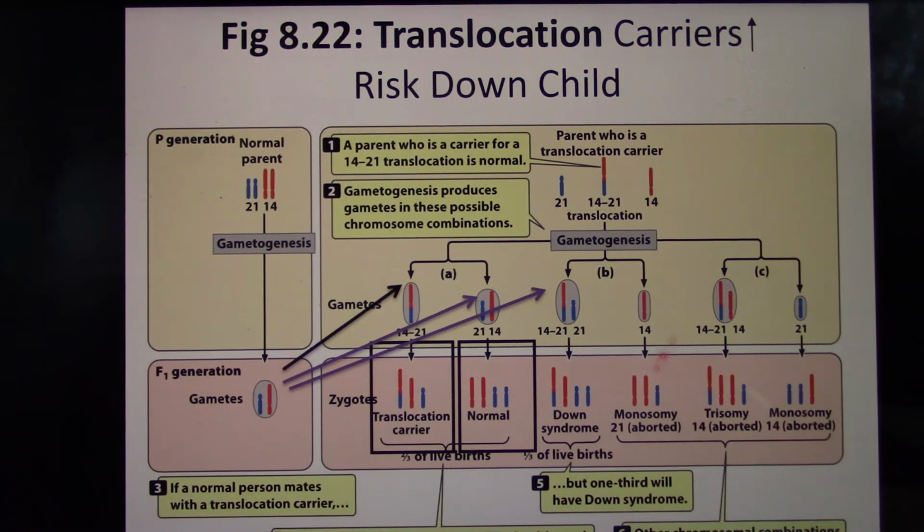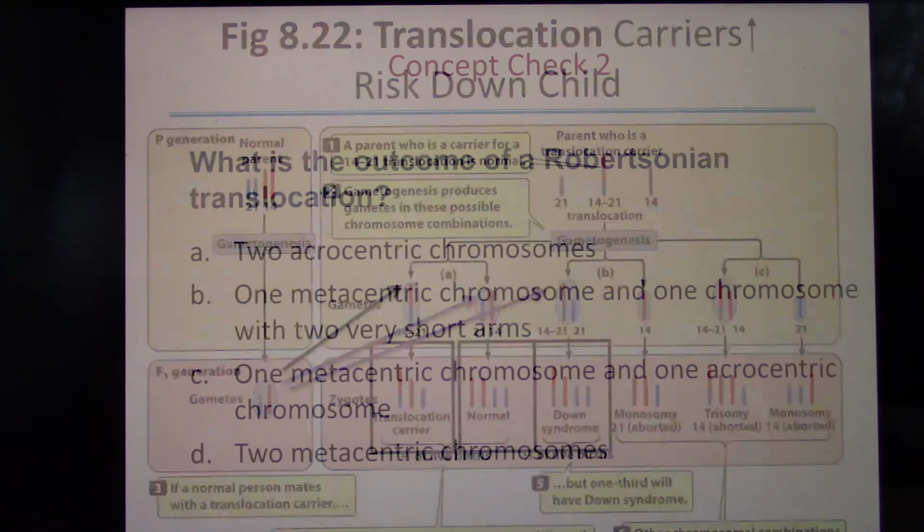The other 3 possibilities of gametes that are going to arise from this parent, who has reduced fertility and has this translocation event, are gametes that are going to result in monosomy and trisomy zygotes. Those will not survive. Other chromosomal combinations result in aborted embryos.